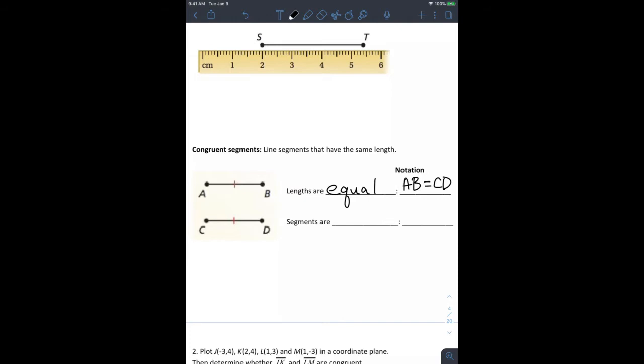But we say segments are congruent. And so we would use this notation. I would say segment AB is congruent to segment CD. That symbol there is the congruent symbol. It's an equal sign with what looks like a little squiggly above it. That's the congruent symbol.